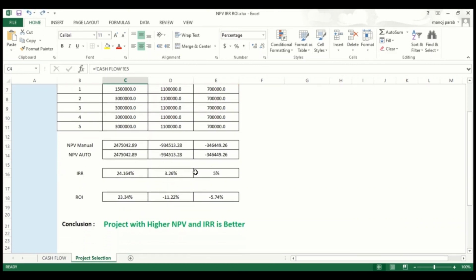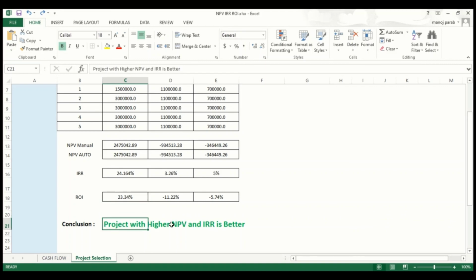Again, in the same way it is calculated, and ROI we have calculated as NPV divided by cumulative outflow, and this will be the return on investment. So 23.34 is the return, right? So students, this is the method to calculate NPV, IRR and ROI.